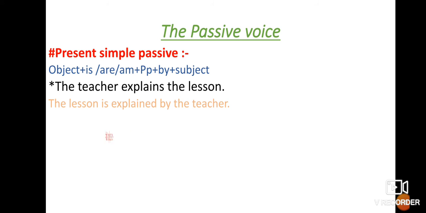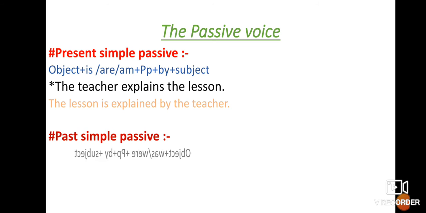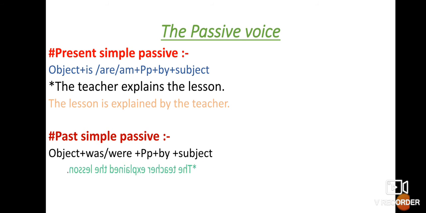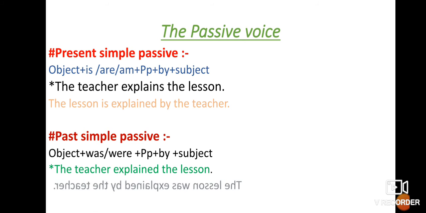Okay, the past simple passive. The form: object, was or were, the past participle, and by and the subject. The same example, but in a different form. The teacher explained the lesson. The lesson was explained by the teacher. Okay?